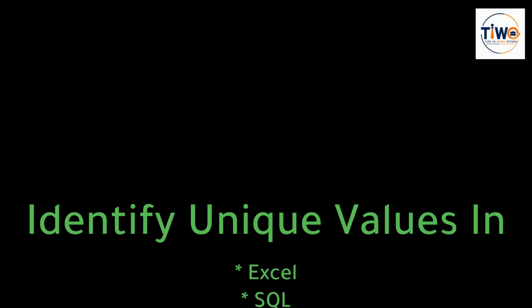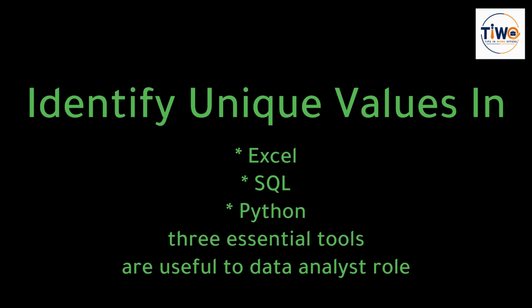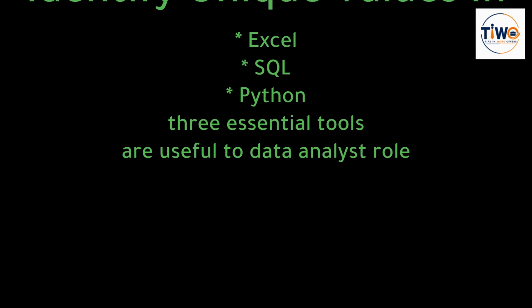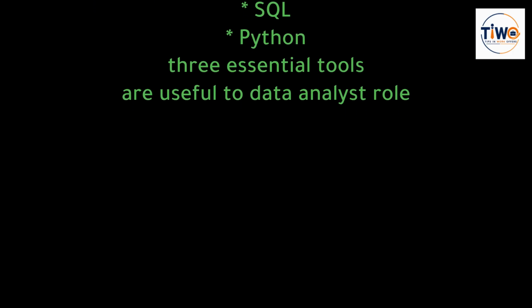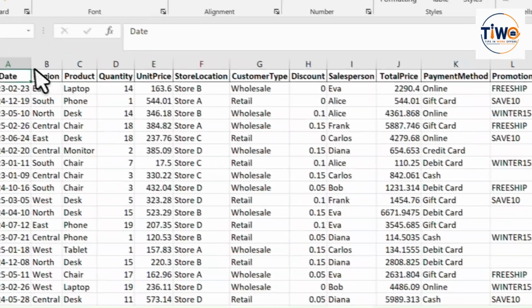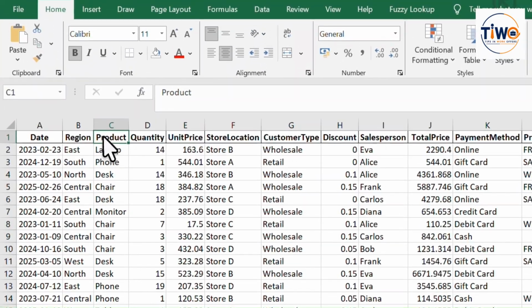Today we are going to explore how to extract unique values from a dataset using three essential tools: Excel, SQL and Python, which are very useful for a data analyst role. So now let's start with Excel. Here is the sales data. Now we have to identify the unique product values from this dataset.